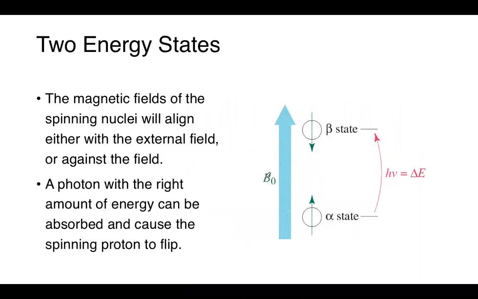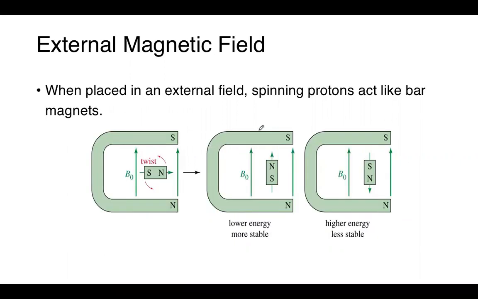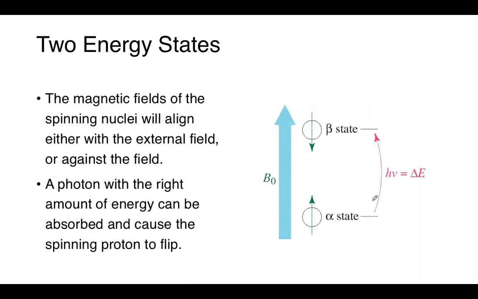So that creates two energy states. It creates this energy state, which is stable and lower in energy, and it creates this state, which is unstable and higher in energy. So the magnetic fields of the spinning nuclei will align either with the external field or against the field. A photon with the right amount of energy can be absorbed and cause the spinning proton to flip.